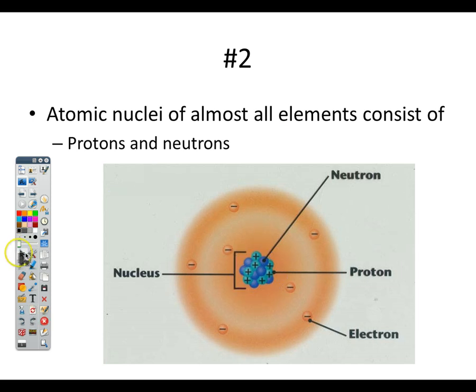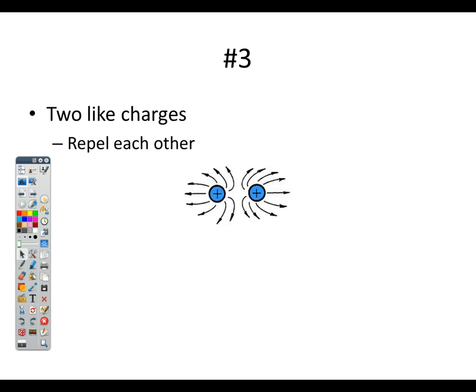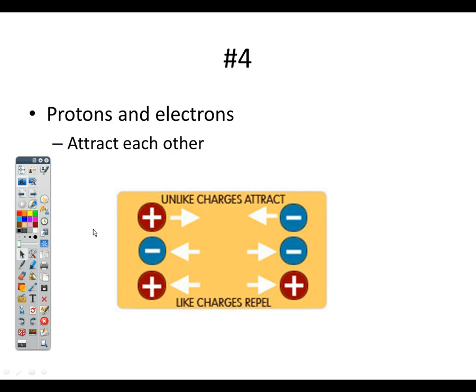For number 3, we have the two charges, and if two charges are the same, as you see these are both positive, they tend to repel each other. The next slide will show you what happens when you have two unlike charges, so I have a proton and I have an electron. Those will actually attract each other.